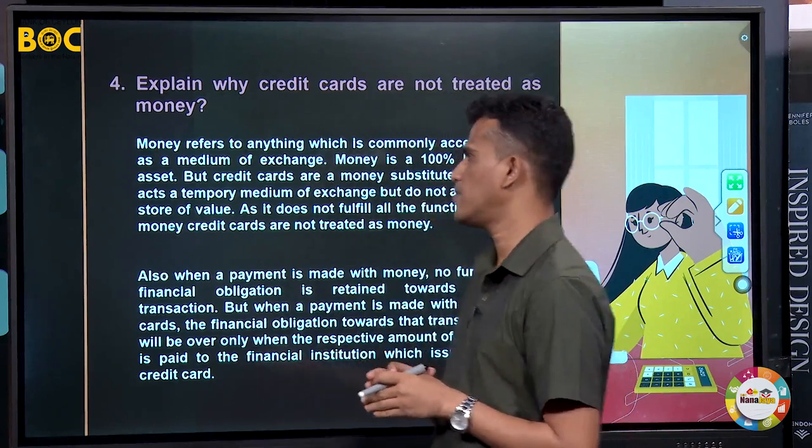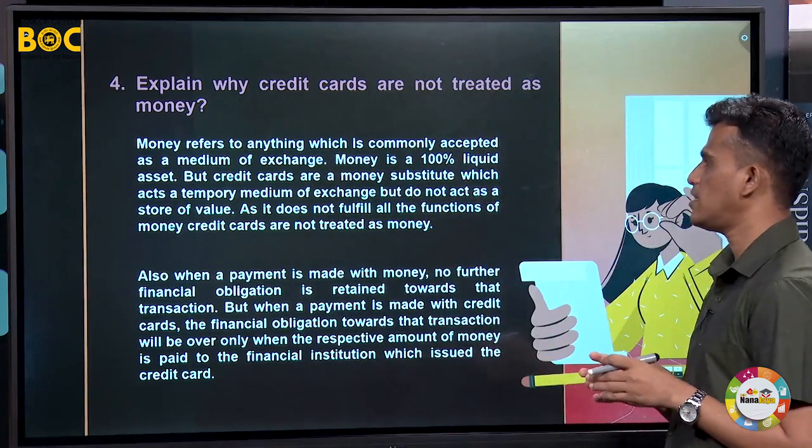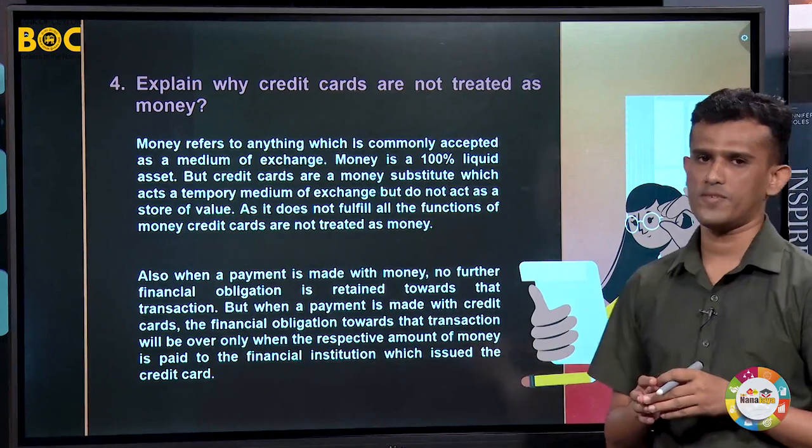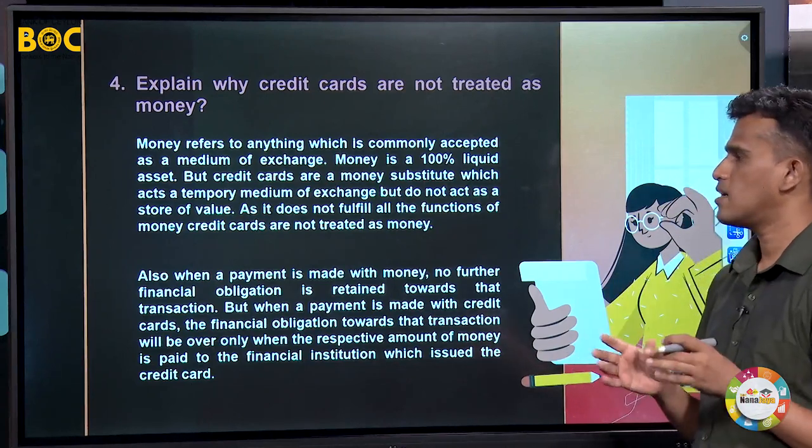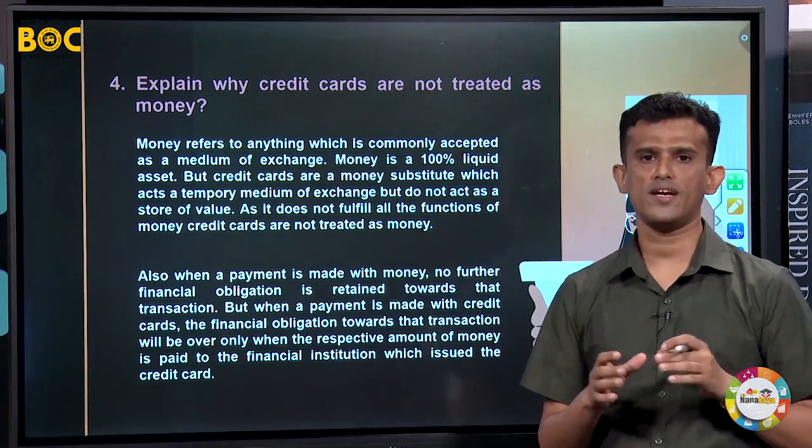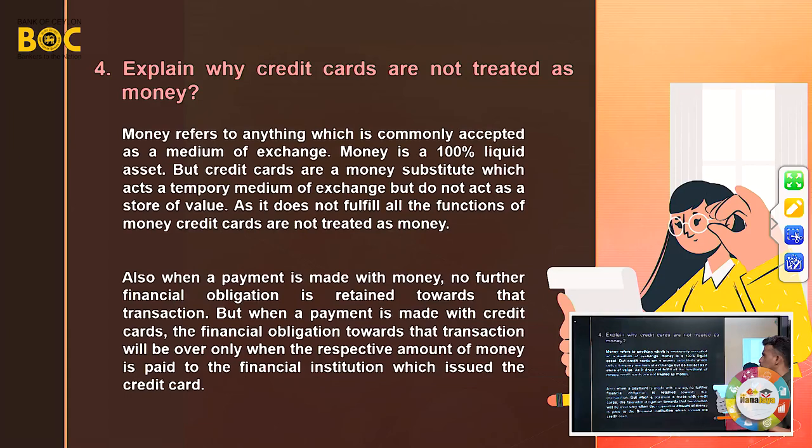So we will see how to develop the answer for this. Money refers to anything which is commonly accepted as a medium of exchange. Money is a 100% liquid asset. So we defined money first. Afterwards, credit cards are a money substitute which acts as a temporary medium of exchange, but does not act as a store of value. So we defined money, then identified what a credit card is, and then we say, as it does not fulfill all the functions of money, credit cards are not treated as money.